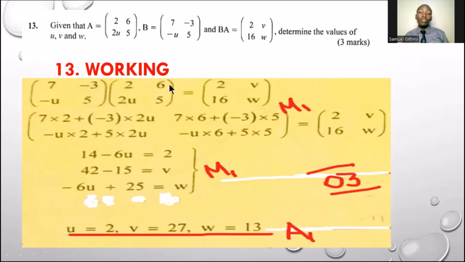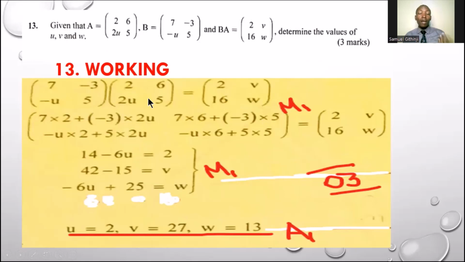7 multiplied by 6, that is 42. Negative 3 times 5, that is negative 15, equals V. Why V? If I consider element V here, it's the element in the first row, second column. So I will multiply first row and second column. That is it. Remember, I can still have negative u times 2. I get 2u plus 10u equals 16. That still can also give me an equation.